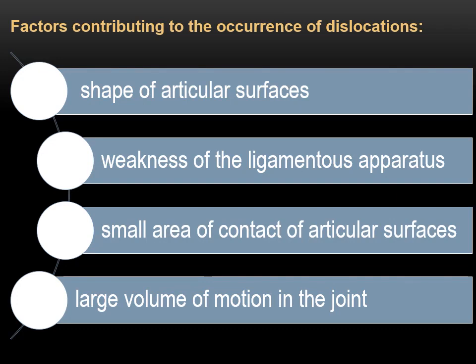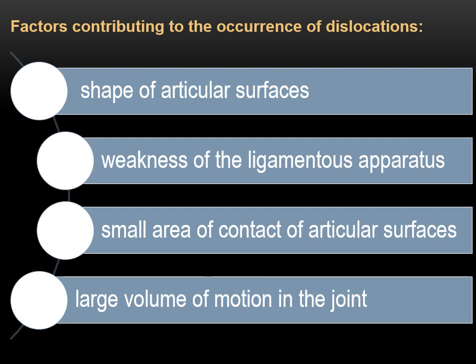Factors contributing to the occurrence of dislocation. The shape of the articular surfaces. Remember, we said that 55% are shoulder dislocations, right? That is, dislocation in the area of the shoulder joint. The joint itself is very mobile, with a large degree of freedom, with an insignificant area of contact between the articular surfaces, and the head moves freely. This shape of the joint contributes to the fact that this joint dislocates more often.